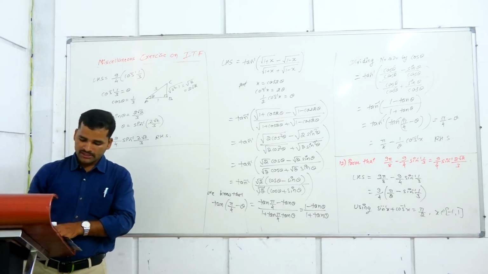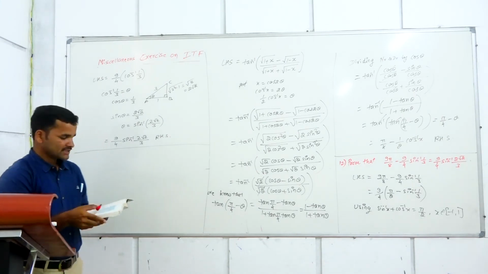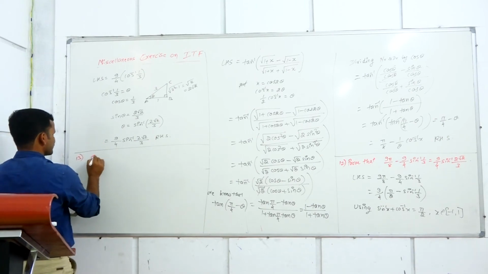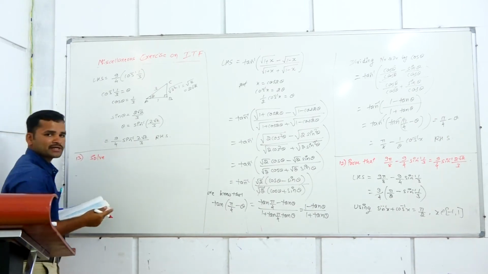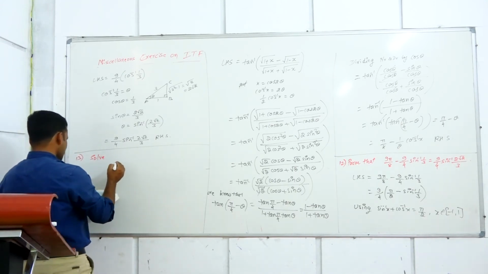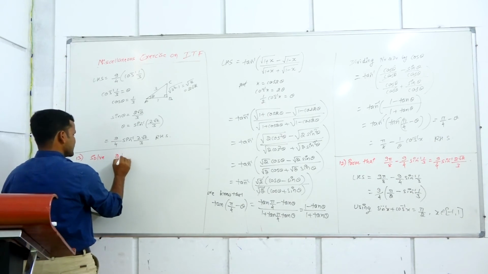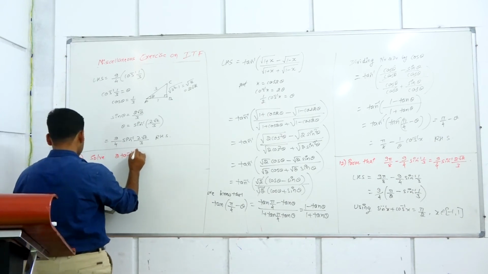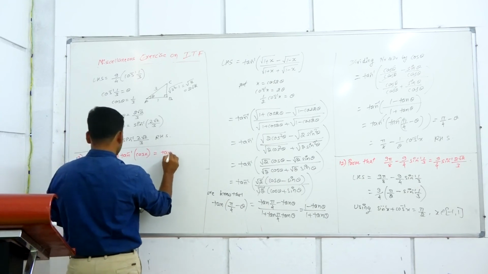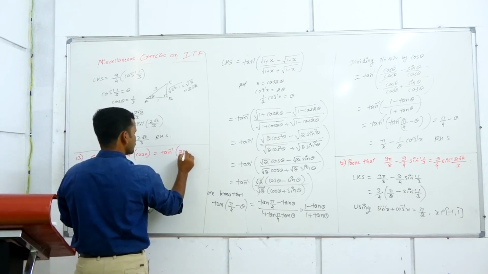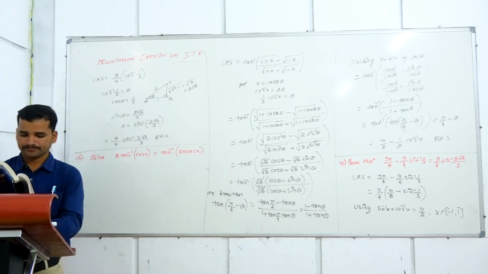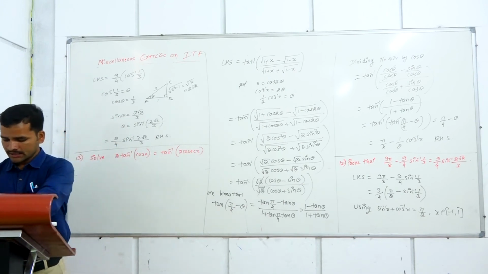Going to problem number 13. Problem number 13 says, solve the following equations. Solve in the sense of find the value of x which satisfies it. Solve for x: 2 times tan inverse of cos x is equal to tan inverse of 2 times cosecant x. We need to solve it.